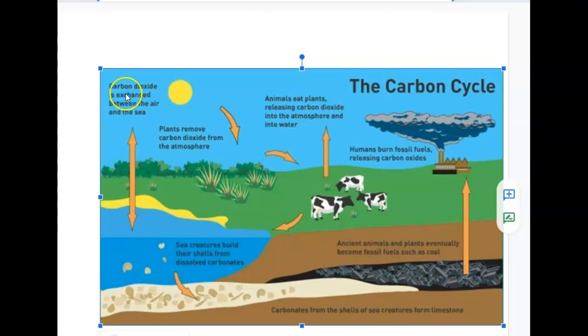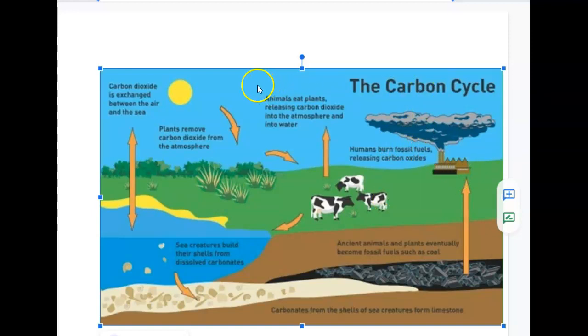At the same time, carbon dioxide is stored in the ocean. Sea creatures build their shells from dissolved carbon, and they end up on the seafloor. So lots of carbon ends up in the ocean. Sometimes all those remains of ancient plants and animals become fossils or fossil fuels like coal. We burn that coal or we burn that oil and we send that carbon dioxide back into the atmosphere.